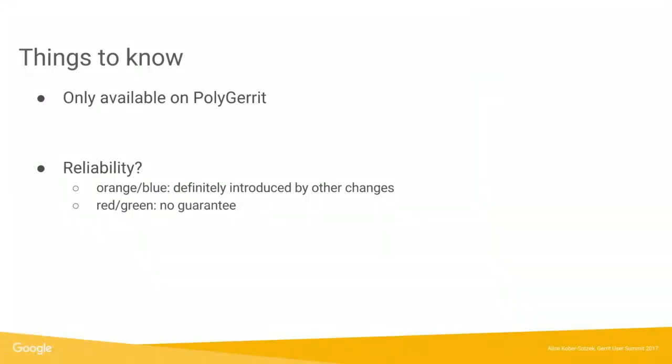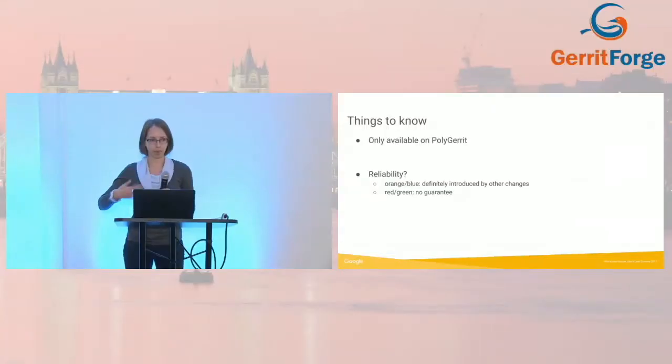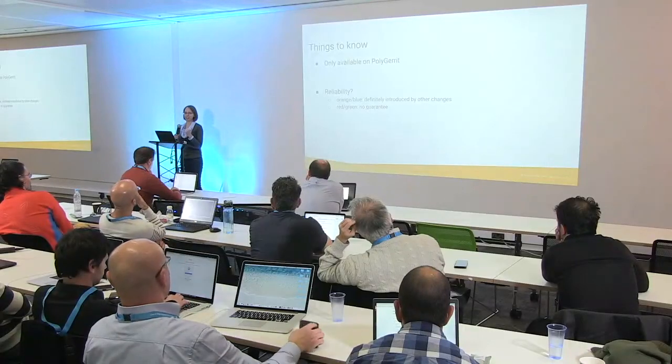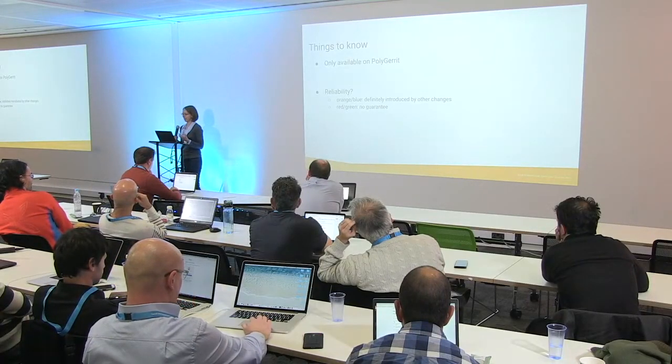Something you should know is that this feature only works on PolyGerrit, or at least it's shown there. When you're in the old UI, it will still happen in the background. The backend is processing everything, it's just not shown with color highlighting. So you can just switch to PolyGerrit and you see all these differently colored chunks. The other question is, can I rely on that? Can I trust what I see there?